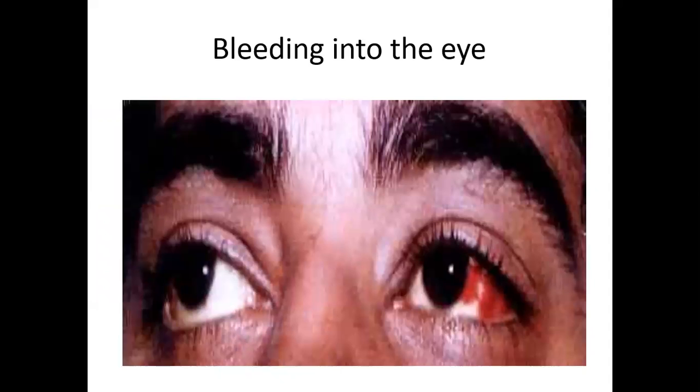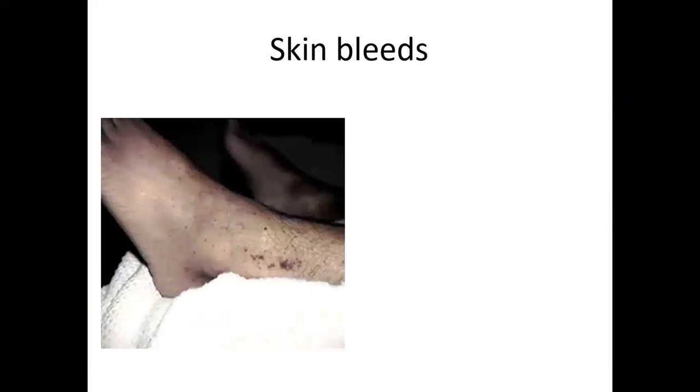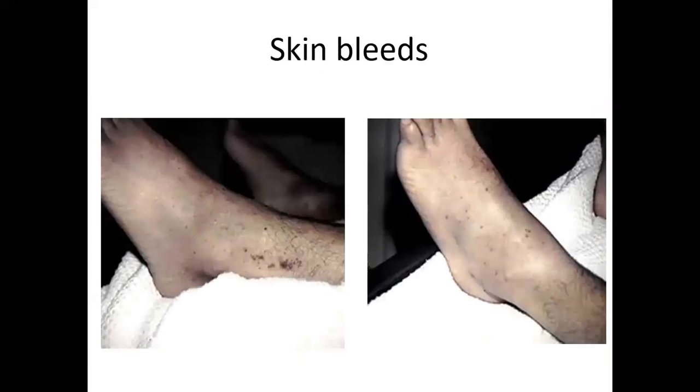The bleeding diathesis occurs in the severe forms of dengue virus infection. Bleeding into the eyes occurs. Bleeding in the skin also occurs. So these are the skin bleeds.